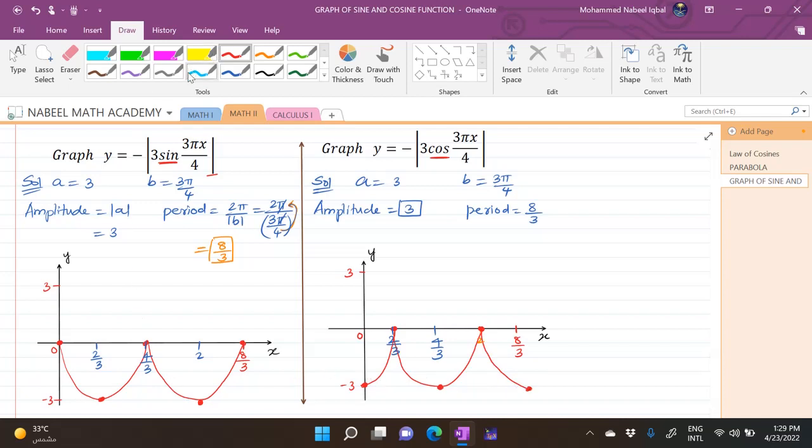So only the starting point of the graph is different. Always the sine starts with 0 and the cosine starts with the amplitude.